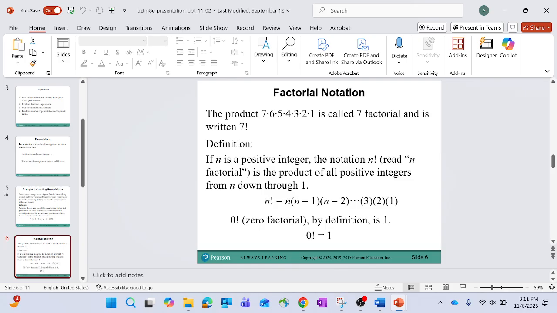So that product is called 7 factorial. It's 7 with an exclamation point. It just means multiply 7 and go down one number each time. So 7 times 6 times 5 times 4 times 3 times 2 times 1. That's what a factorial is. 0 factorial in this class by definition is 1. So 0 factorial is just going to be 1. Are we good here, guys? Any questions?